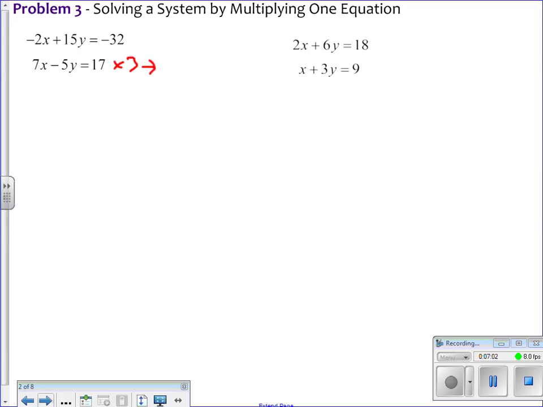7 times 3, negative 5 times 3, 17 times 3. Everything times 3. So 3 times 7 gives me 21x. 3 times negative 5, negative 15y, equals 3 times 17.